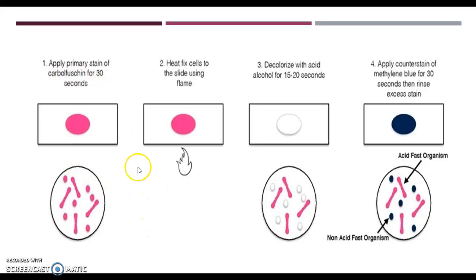And while the stain is on the slide, then we heat the slide, and this helps to adhere the stain to the cells. Then we have a decolorizing step where we wash with an acid alcohol, and any organisms that are not acid-fast will lose their stain. And then we restain with a methylene blue. So non-acid-fast organisms will be a blue color, while the acid-fast organisms will be a pink color.